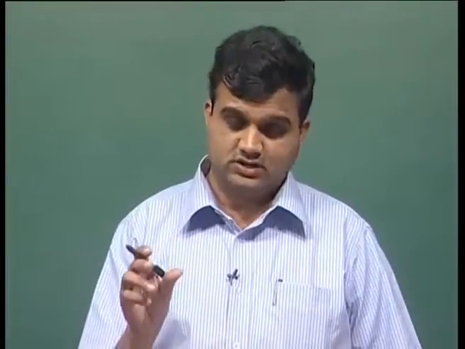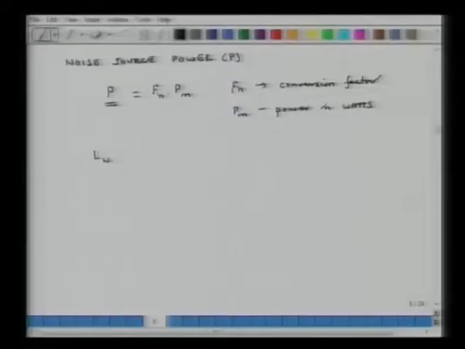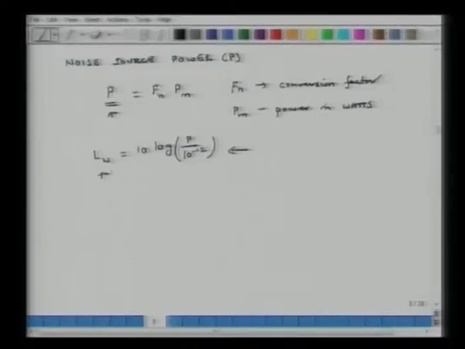So once you have this, you can compute a parameter called LW. It is the source's acoustic strength, basically 10 log of P over a reference power, which is 10 to the power of minus 12 watts, that is, 1 picowatt. This is again a very coarse approach. For several machines, the manufacturer will themselves provide you the value of P or LW, so in that case you do not have to resort to this coarse approach.